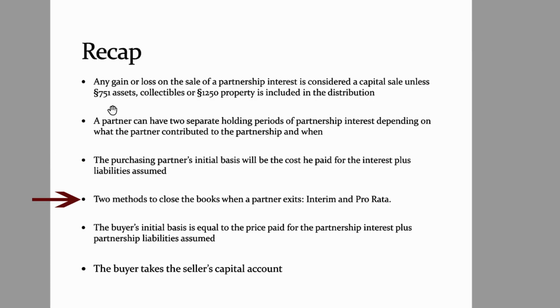2 methods to close the books when a partner exits, interim and pro rata. The buyer's initial basis is equal to the price paid for the partnership interest plus partnership liabilities assumed. The buyer takes the seller's capital account. And that's presuming it's partner to partner. Unless 754. Well, or redemption, the capital account would just go away. I think we'll probably talk about that. Okay?